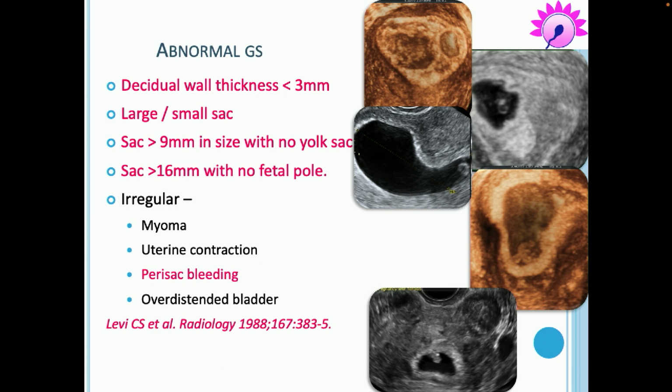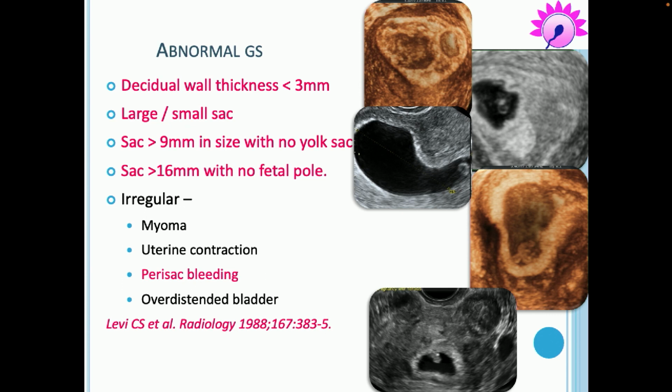Again, there is no size cutoff for the same, but it is too small and it is almost opposing the yolk sac and the fetal pole, or it is too large where you have to find the yolk sac and the fetal pole in some small corner. These are considered abnormal. When the sac is more than 9 or 10 millimeters and it doesn't show a yolk sac. Normally it will be seen when the gestational sac reaches about 5 millimeters.